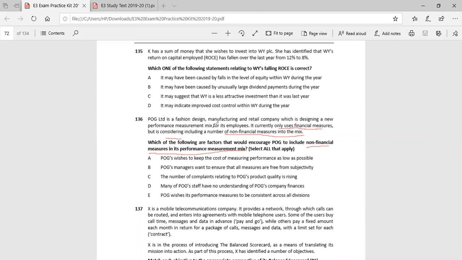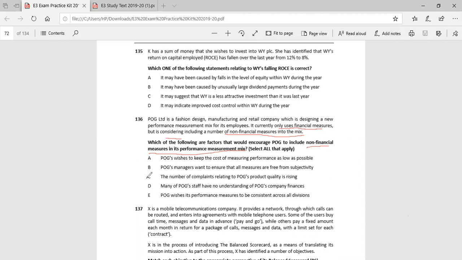Which factors will encourage them to include non-financial? So that is what we have to understand. Why are they focusing? Anyway, they are measuring it in terms of financial, but why non-financial is the point here. So C is answered by many. The number of complaints relating to POG's product quality is rising. Therefore, maybe they are focusing on customer satisfaction. Therefore, C can be an option.